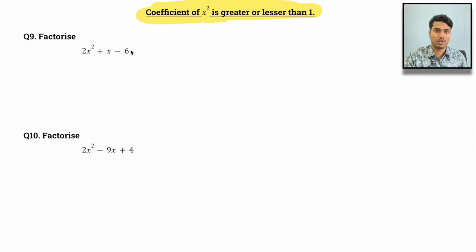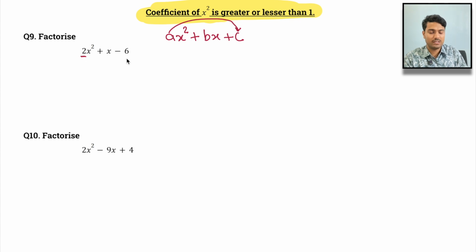Here we have to take another approach which is similar to the previous one, but we have to understand a few things here. We know that the coefficient of x square is a, coefficient of x is b, and the constant term is c. What we have to do here, to find the number, we have to multiply a with c. What is a here? A is 2 and c is negative 6. So multiply 2 and negative 6.